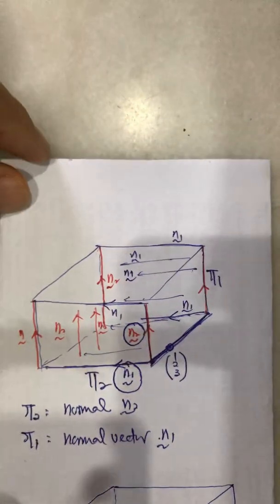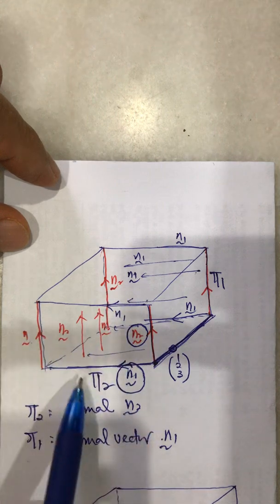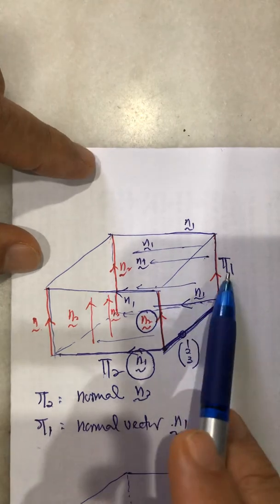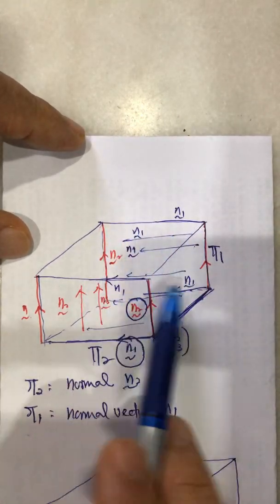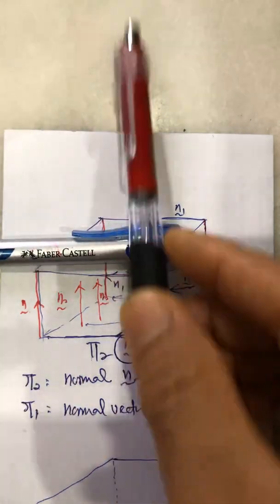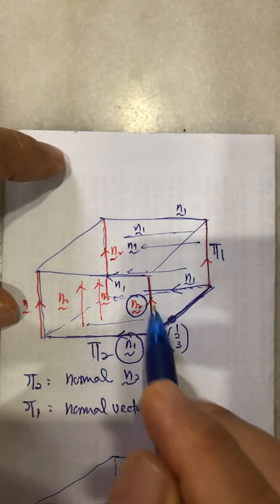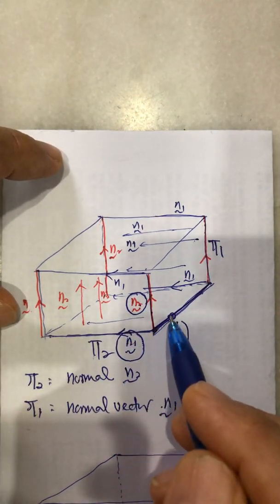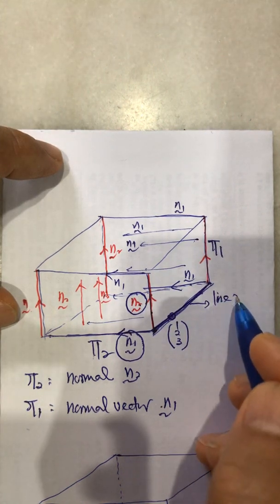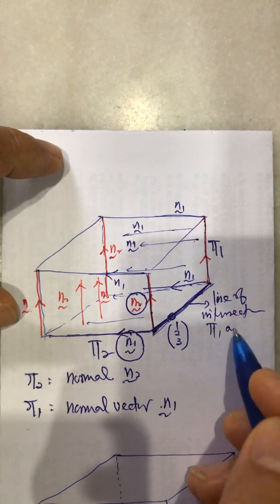Come back here, second method. We have all these vectors n2 on pi 2, and for pi 1 we have so many n1, the normals. This is where they meet, and this line is called the line of intersection of pi 1 and pi 2.